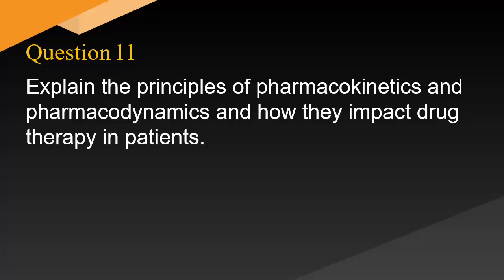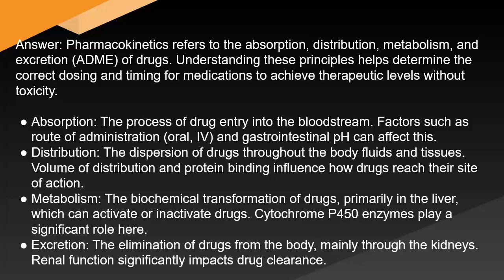Explain the principles of pharmacokinetics and pharmacodynamics and how they impact drug therapy in patients. Answer: Pharmacokinetics refers to the absorption, distribution, metabolism, and excretion of drugs. Understanding these principles helps determine the correct dosing and timing for medications to achieve therapeutic levels without toxicity. Absorption: the process of drug entry into the bloodstream. Factors such as route of administration, oral, rectal, and gastrointestinal pH can affect this.